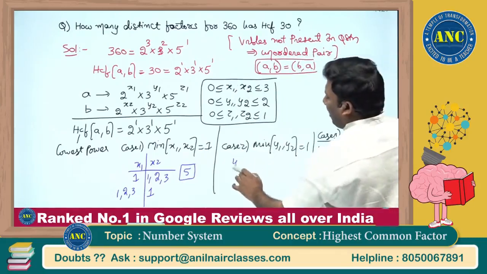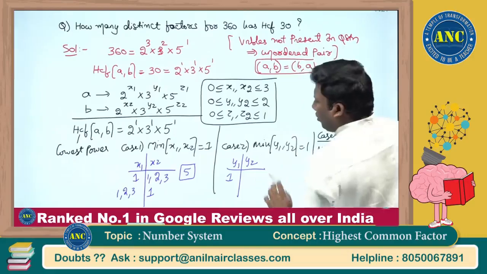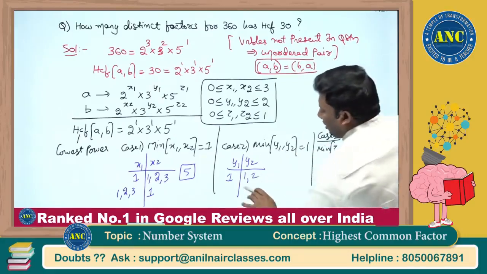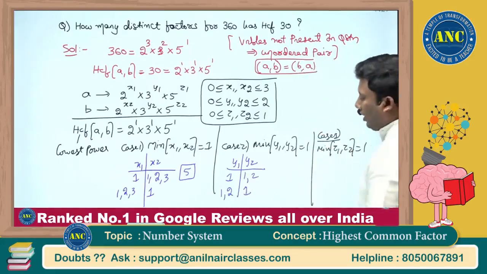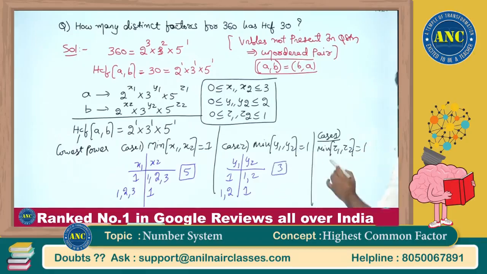Minimum of y1 and y2 is 1. That means the lowest power can be given to y1, so y2 can take 1 or 2. If y2 is taking 1, y1 can take greater than or equivalent to 1: 1 comma 2. 4 cases, and 1 comma 1 is duplicated. Z1 and Z2 minimum is 1. If Z1 is taking 1, Z2 will take only 1, since the upper limit itself is 1. So the reverse case 1, 1 is duplicated, so only 1 case.